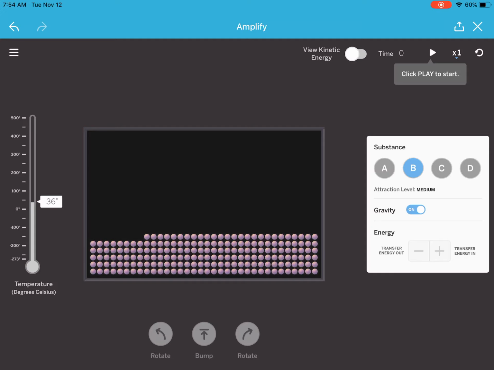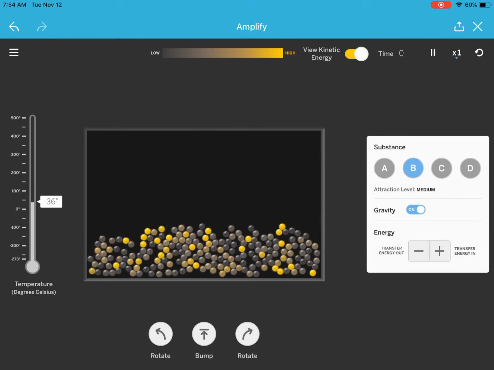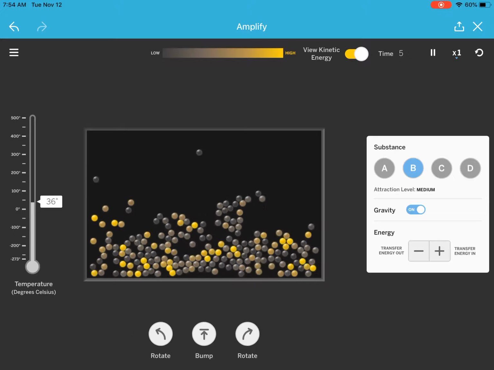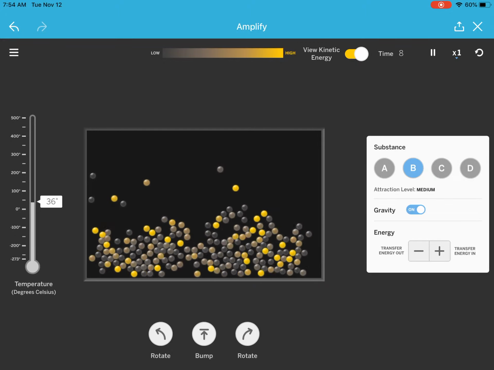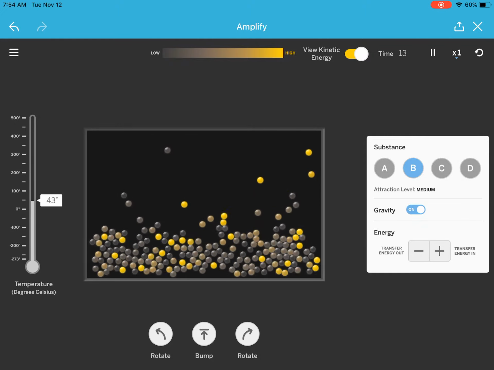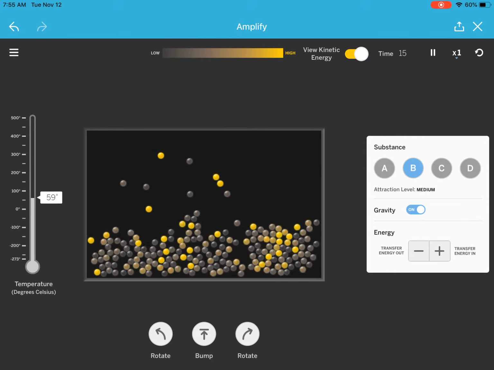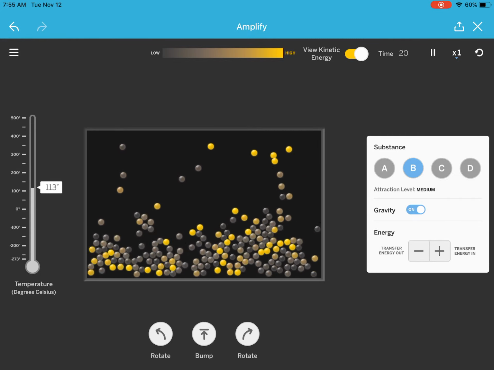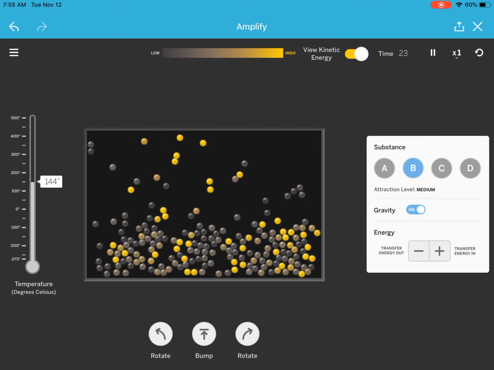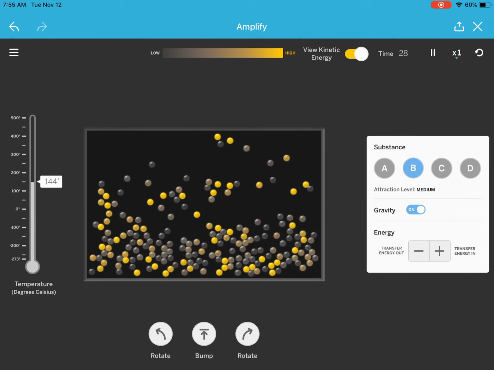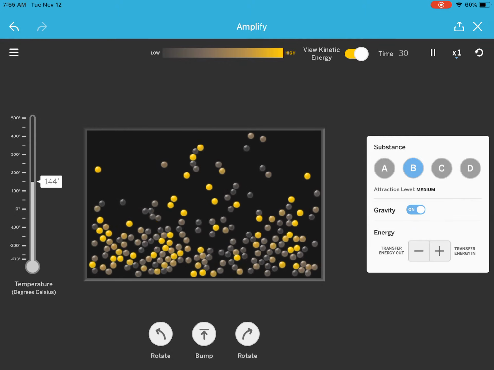We're on B, okay, and so we're going to go ahead and turn on the kinetic energy, put play, okay, and so we're going to transfer it in. So what do you think this is? Okay, this is a liquid, so we're going to transfer energy in before it reaches a phase change. Okay, it looks like it's starting to reach a phase change because the molecules are spreading further apart.